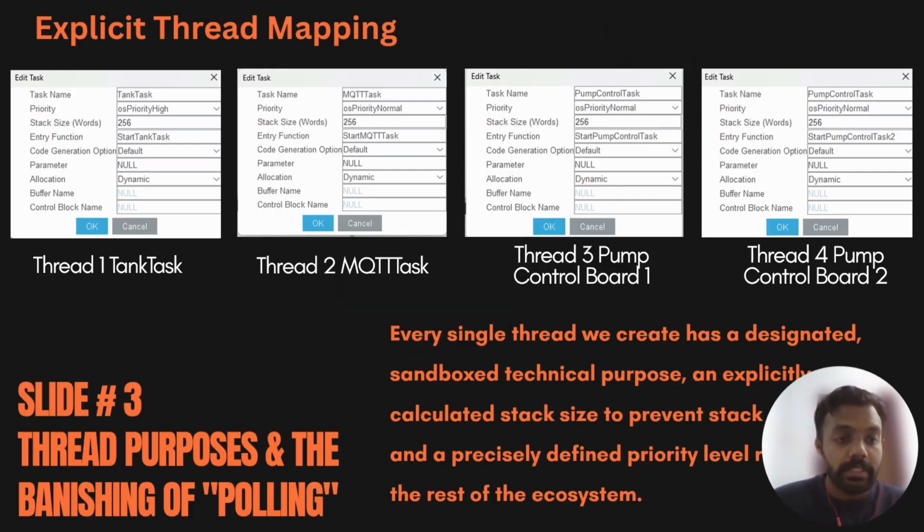This is our slide 3, where I shall explain thread purposes and the banishing of polling. These are the 4 threads used in our project, where thread 1 is the tank task, thread 2 is the MQTT task, thread 3 is the pump control board 1, and thread 4 is the pump control board 2. Every single thread we have created has its designated, sandboxed technical purpose, an explicitly calculated stack size to prevent stack overflow, and a precisely defined priority level relative to the rest of the ecosystem.